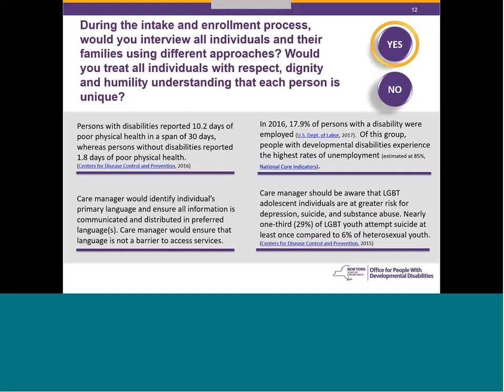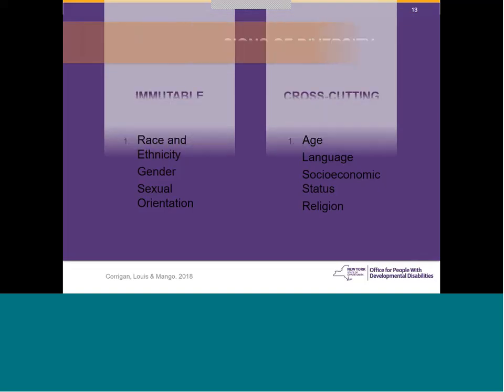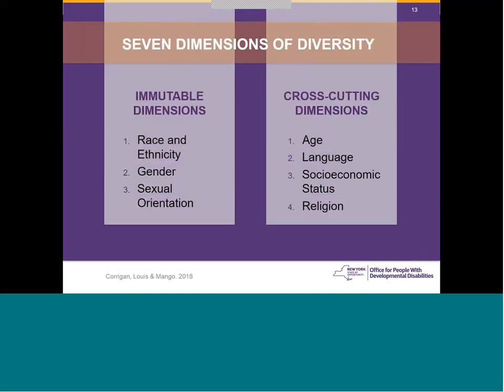Now that we've covered the importance of delivering cross-cultural care and supports using different approaches, starting at intake and enrollment, let's continue to dig deeper into the definition of diversity. There are 7 dimensions of diversity, and they're divided into immutable dimensions and cross-cutting dimensions. Simply put, diversity refers to the differences that exist among all kinds of groups. Diversity goes beyond just race and gender and includes all kinds of differences.